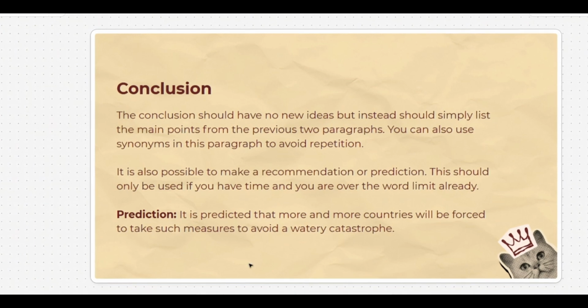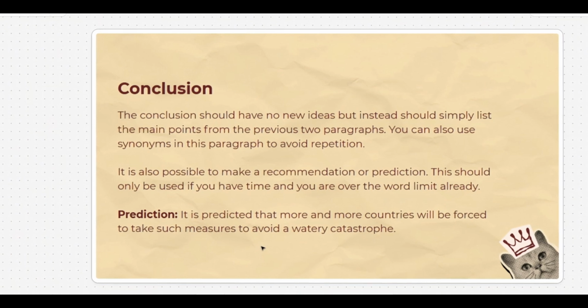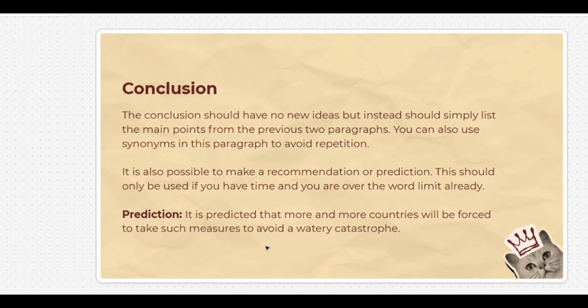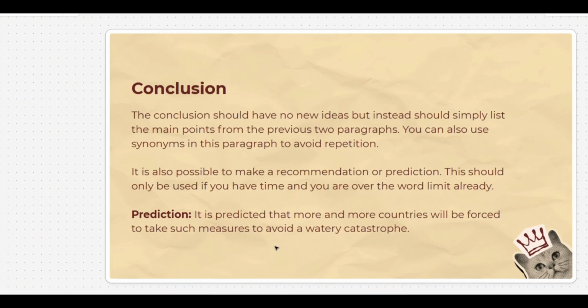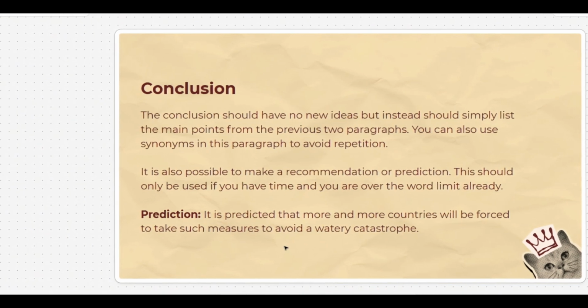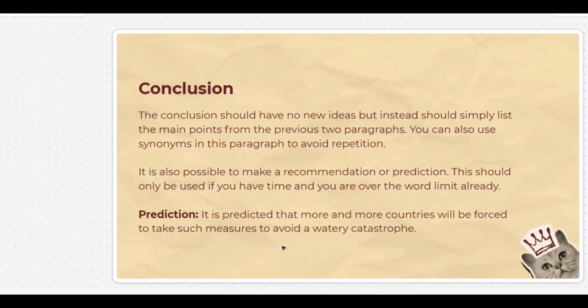And here's the model prediction sentence for our essay. It can be written like this. It's predicted that more and more countries will be forced to take such measures to avoid a catastrophe. Keep your conclusion to 2 or 3 sentences, wrap it up cleanly, confirm your position, and put down the pen.